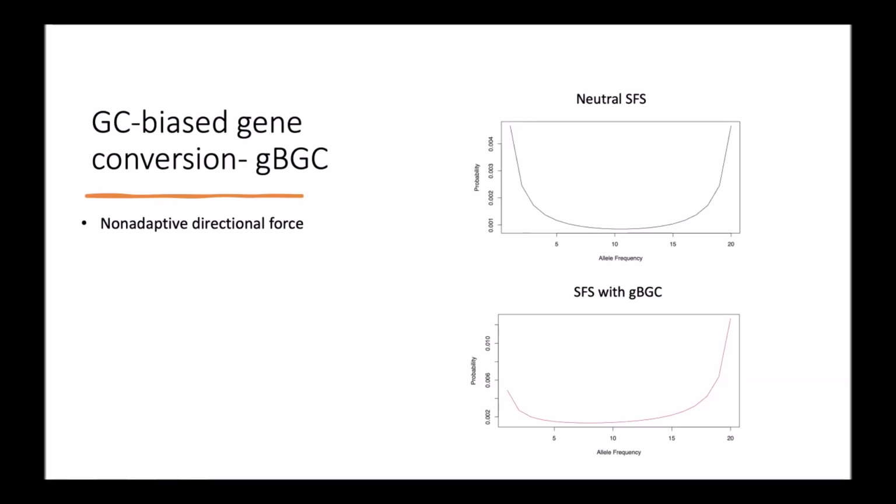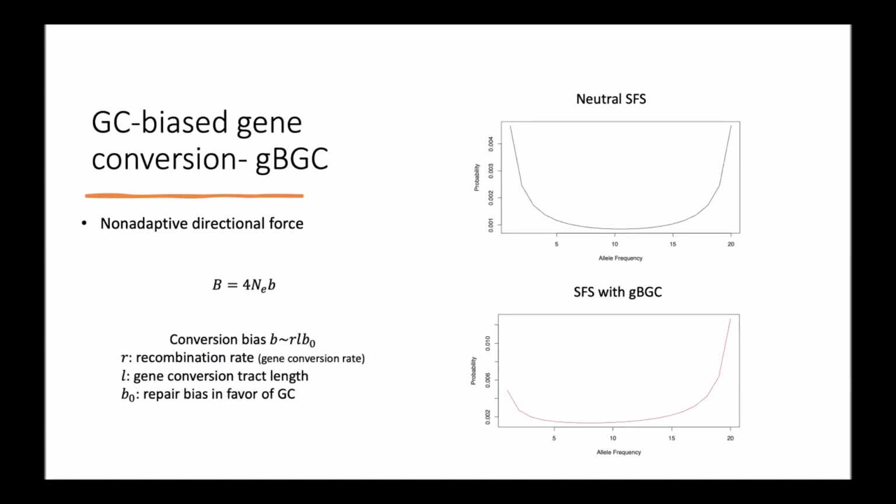Since our ultimate aim as population geneticists is to describe the allele dynamics under different forces, its strength is quantified with a composite parameter, big B, scaled with the effective population size. Here, the small b is the conversion bias, and it will depend on the recombination rate, gene conversion track length, and the repair bias in favor of the GC.